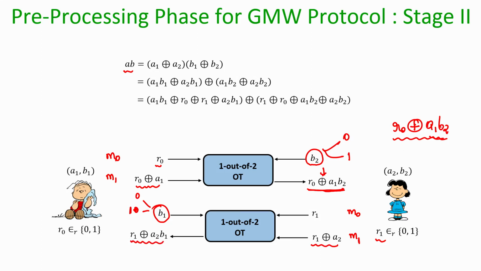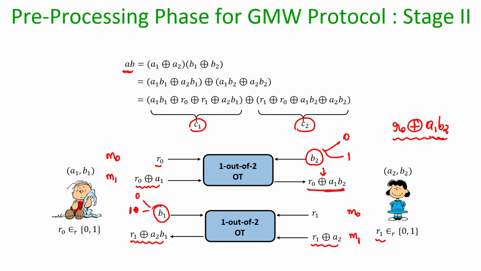And now I can rearrange the terms in the expansion of A times B into this lengthy expression. If you see this lengthy expression, then finally R0 and R0 cancel out, R1 and R1 cancel out, and then everything reduces to only A times B. But if I rearrange the terms like this, then I can identify the shares of P1 and P2, which can now be computed by P1 and P2.